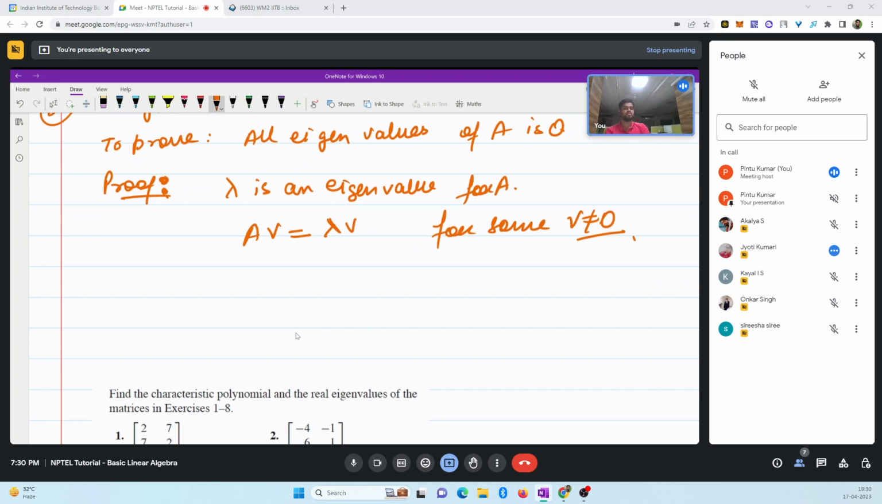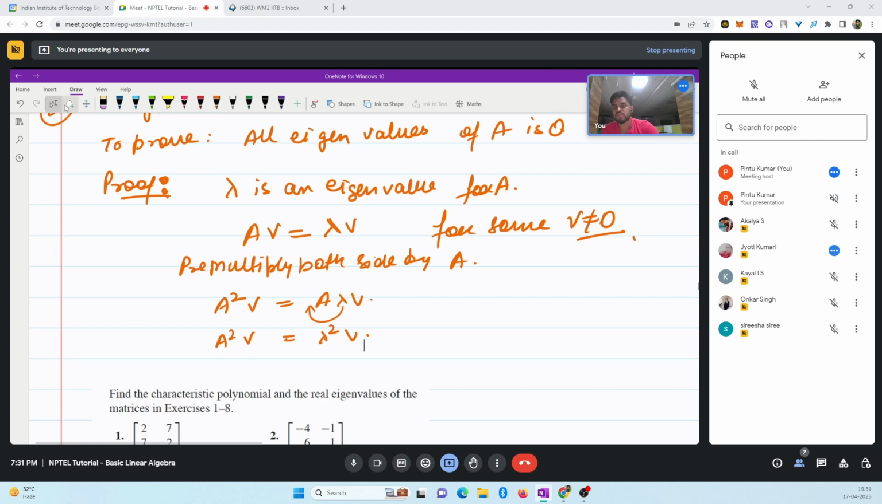Now, if we pre-multiply both sides by A, then what do we get? We get A square V is equal to A lambda V. Lambda is my scalar, it can come out. So what we obtain is that A square V is lambda square times V.